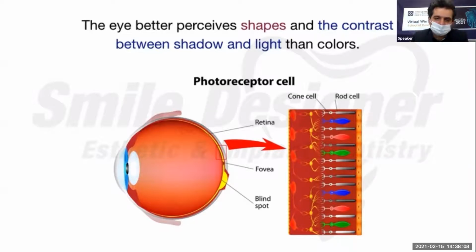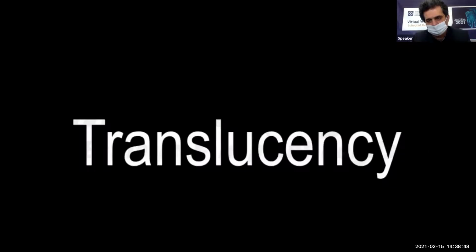But the rods, about 120 million in number, are greater in number relative to cones and are present throughout the entire retinal surface. The rods have a strong reactivity to light and thus are useful in low light conditions and for the recognition of shape. This means that the eye better perceives shapes and the contrast between shadow and light than colors.